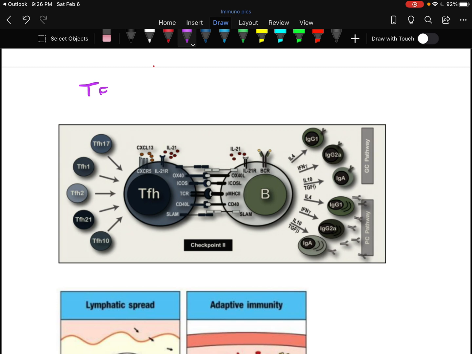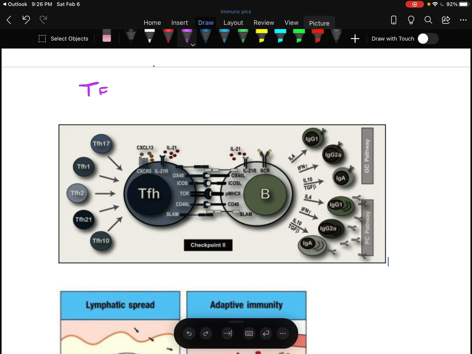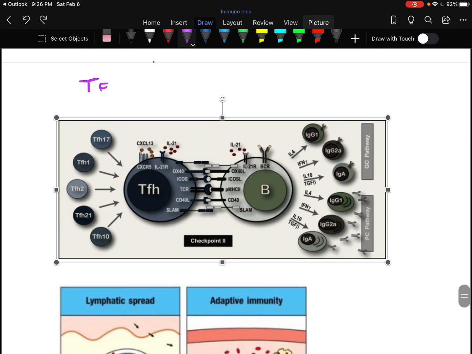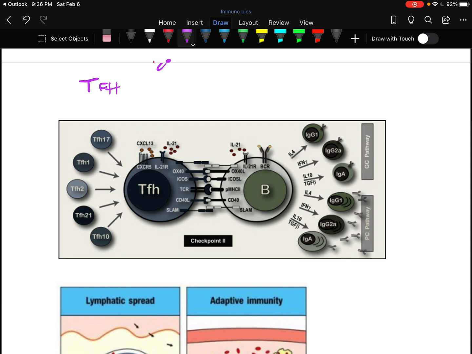Now, what does the follicular helper T cell do? What's its function? And where does this happen? Well, the follicular helper T cell pretty much stays, for the most part, in the secondary lymphoid tissue, such as the lymph nodes.